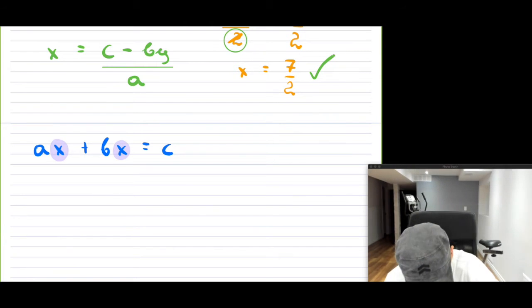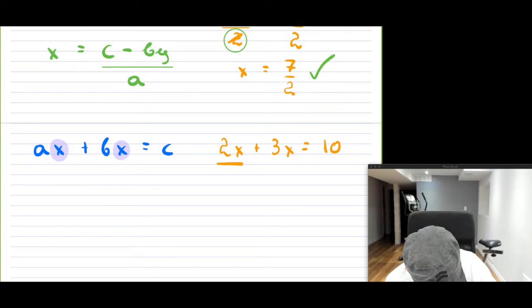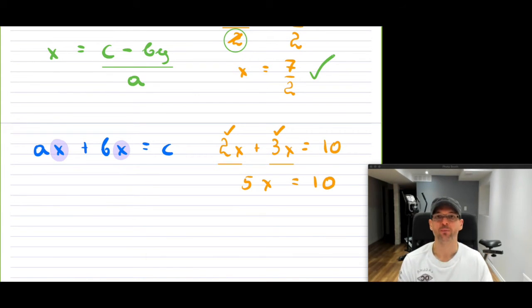Now, if these were numbers, so if I go back here and let's say I had something like this, 2x plus 3x is equal to 10, for example. What you would have done in this situation on the left-hand side, you would have said, well, these are just like terms, right? So this is a like term with this, and all I'm going to do is say 2 plus 3, and I'm going to get 5x is equal to 10.